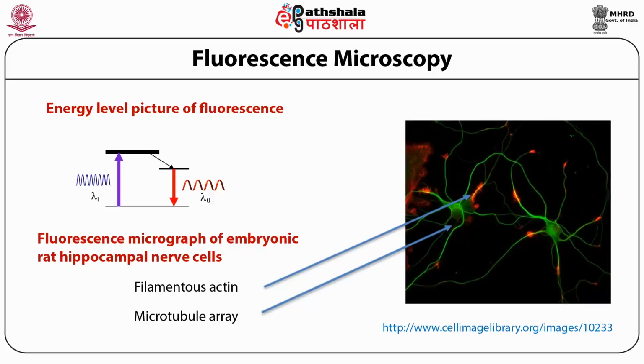So here clearly the filamentous actin regions and the microtubule arrays one can distinguish because the fluorescence properties of these two regions are different. So we are able to distinguish between the two in fluorescence microscopy.